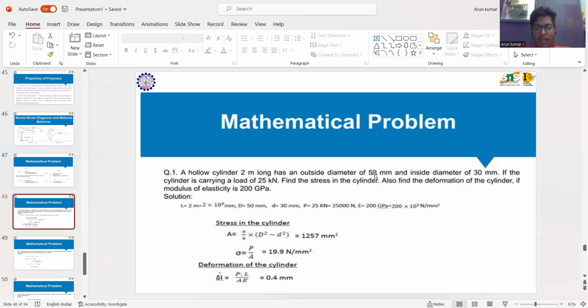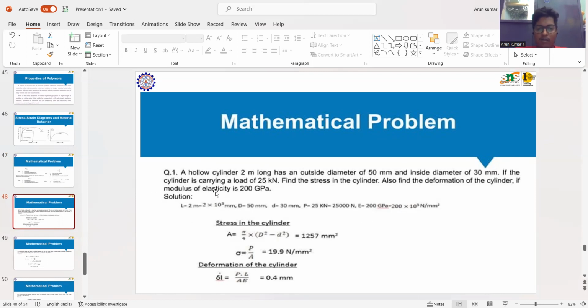The outside diameter's value is 50 mm. So we convert 50 mm into meters, or the 2 meter length of the cylinder we convert into millimeters, so we are converting into one form of units. The inside diameter is 30 mm. 200 gigapascal is the E value, that is Young's modulus. Gigapascal means 10 to the power of 9 Newton per meter square. So we convert gigapascal into Newton per meter square, so we convert to 200 into 10 to the power 3.